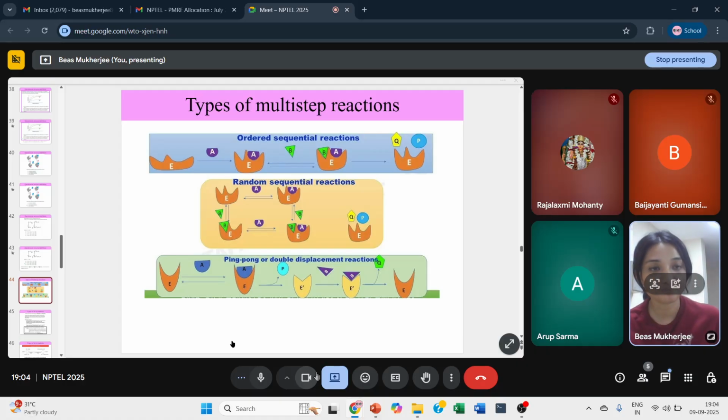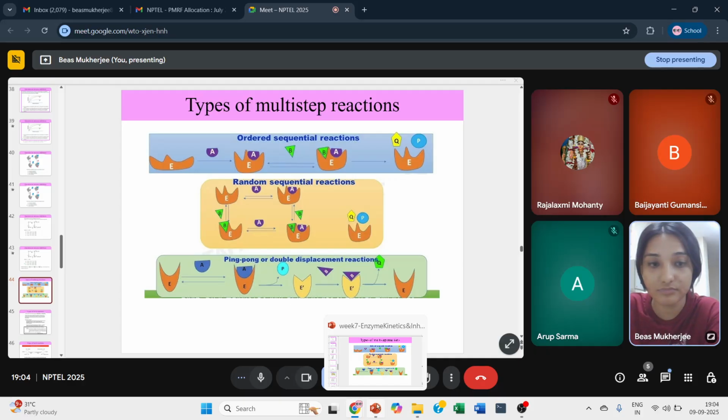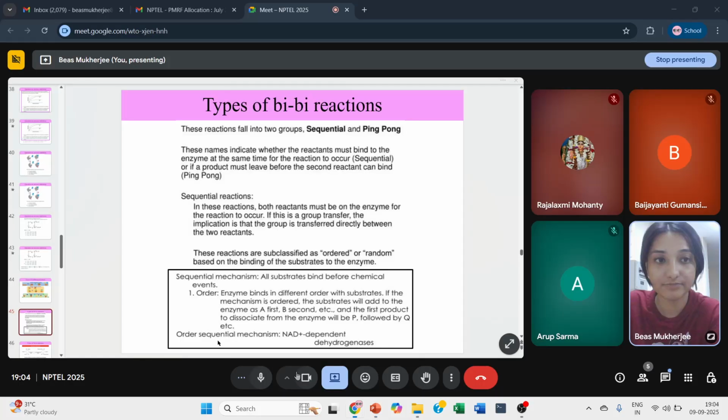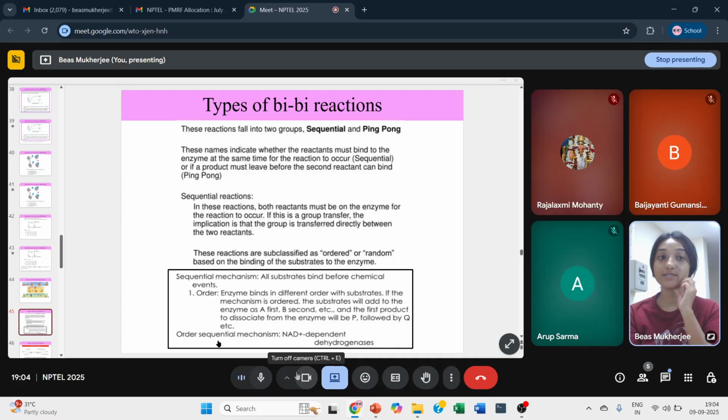We are back. Okay, we were talking about these ping pong bi-bi reactions, right? This is what we have discussed until now. We'll move on to the next one. Now we'll talk in more detail about this particular reaction.